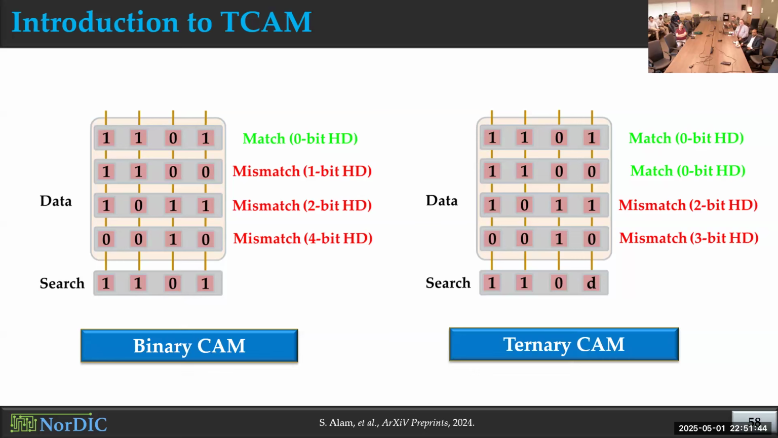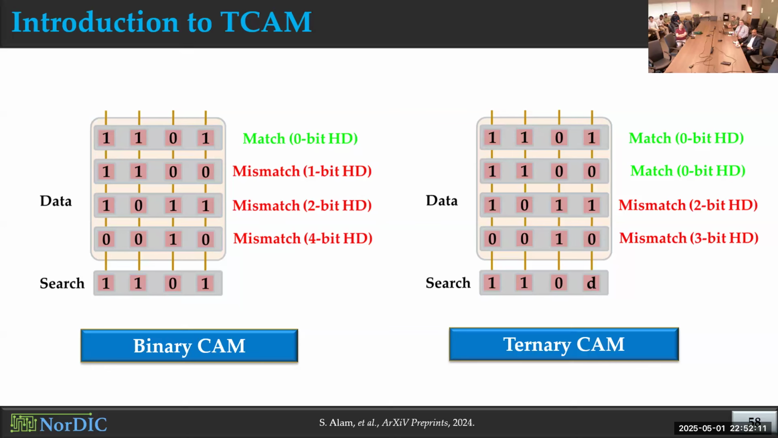In conventional memories, we provide the address as the input and we get the data back stored in that address. But in content addressable memory, we actually provide the data as the input and we get the address back where that data is stored. There are two types of content addressable memory. One is binary CAM, where we only have zeros and ones for the data and search bit. And we have ternary CAM, where you can introduce a don't care condition in the search bit, which allows you to do wildcard search.